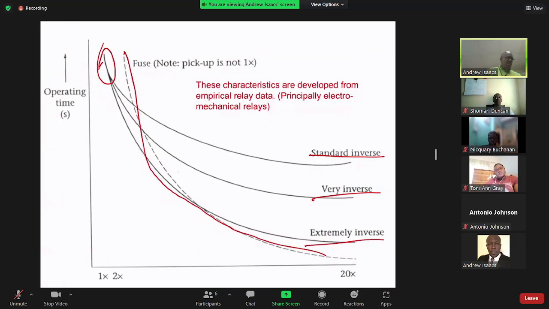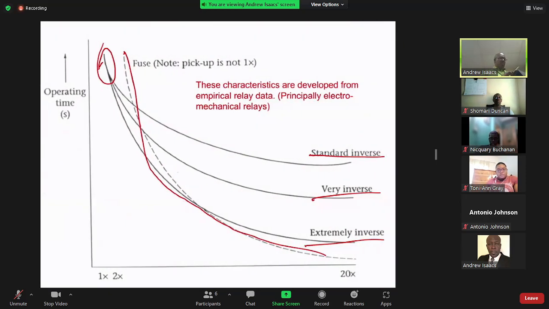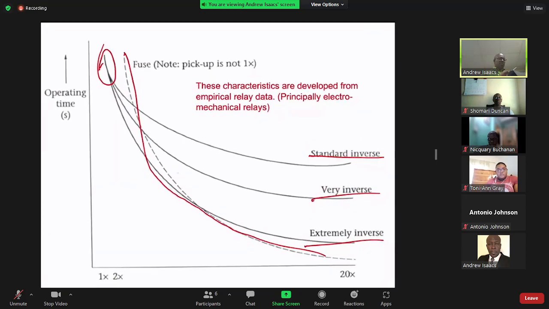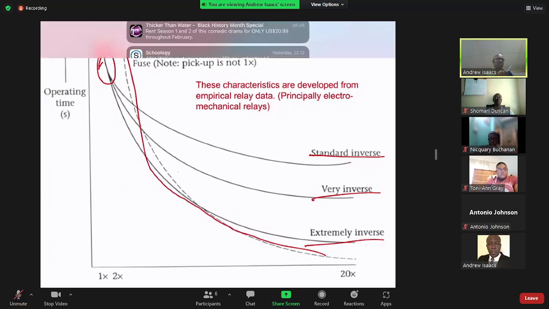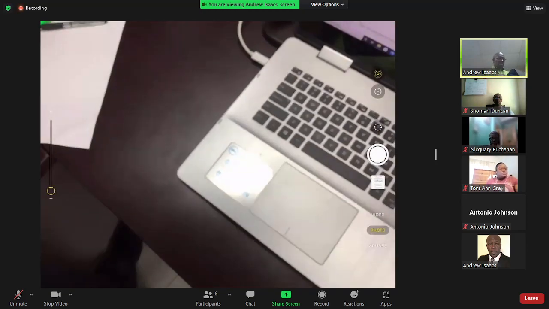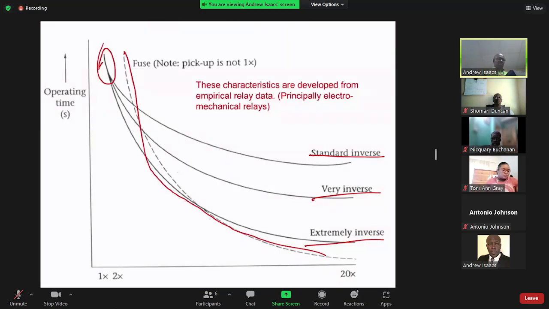Let's just take a little bit of a touch for this. That's not what I want. Anyway, I'll figure it out very soon. Don't worry. So the characteristics are shown.